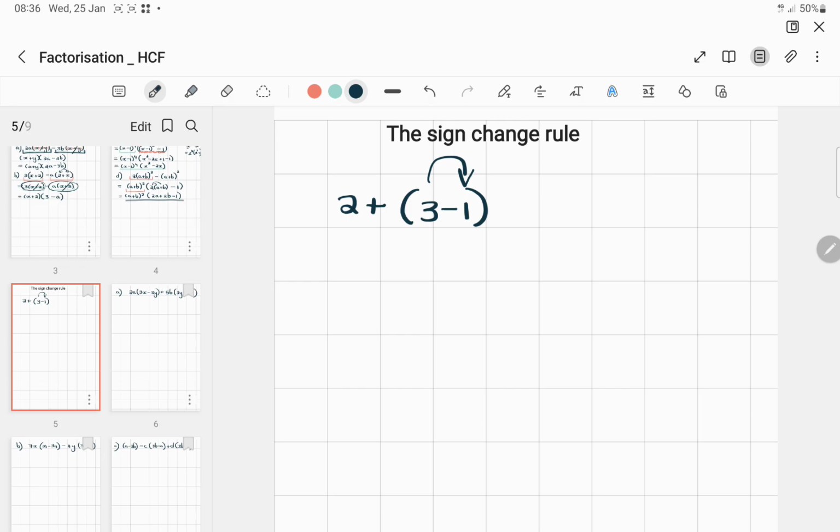Sorry, I just quickly had to pause there. I'm just going to restart where I left off. So basically what we want to do is swap these two around and change their signs.